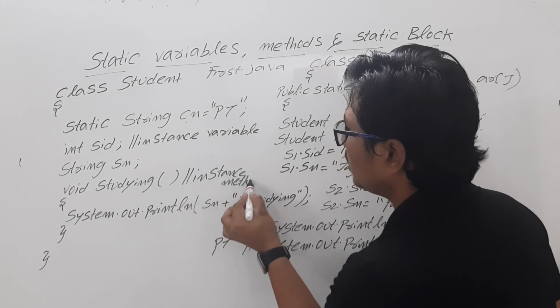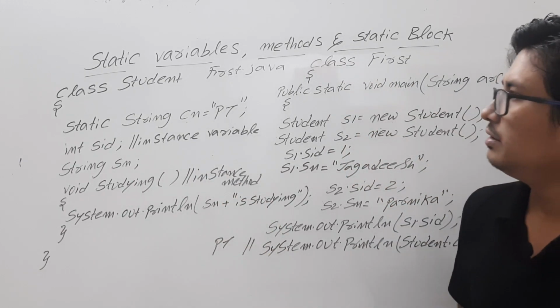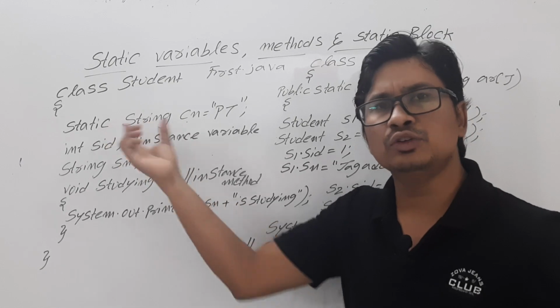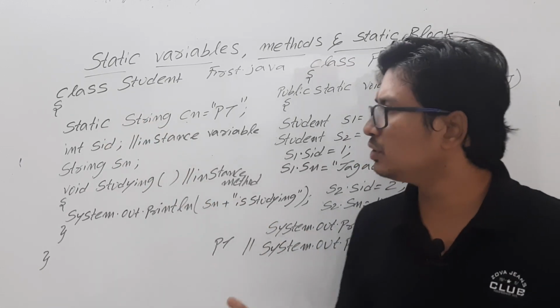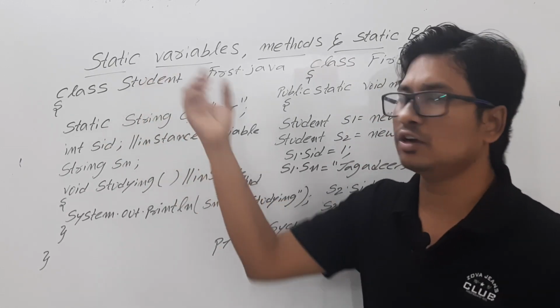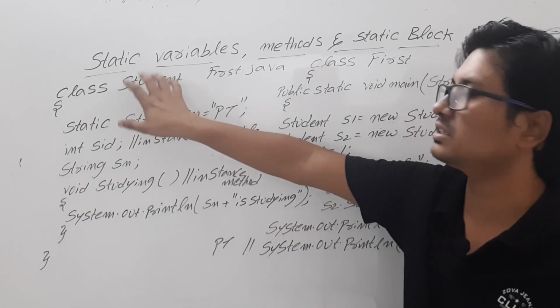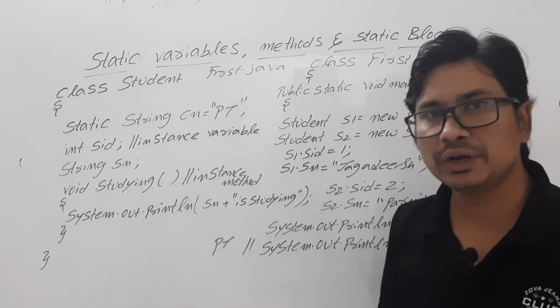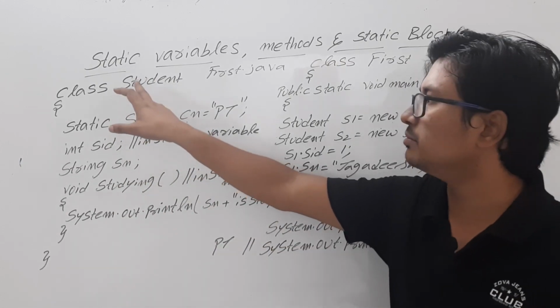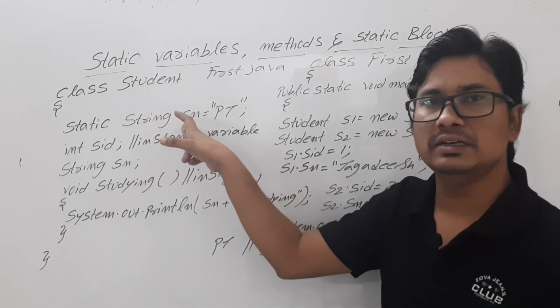Okay, however, for the static variables, you do not need to create an object. Without creating an object for the class called Student, you can access the static variables and static methods which are there in the Student class. How can you do it? With the help of the class name, which is Student.cn.